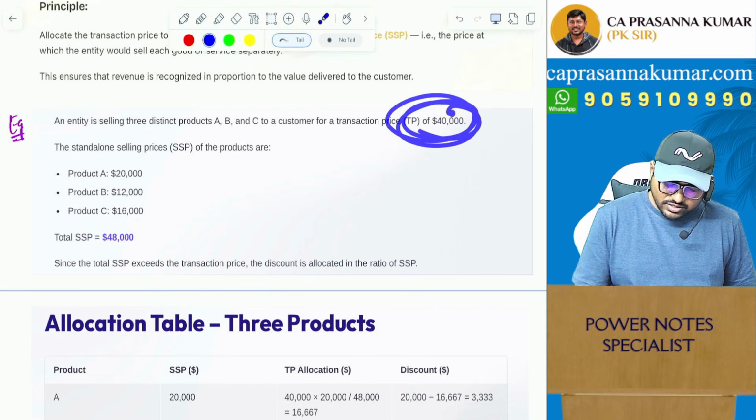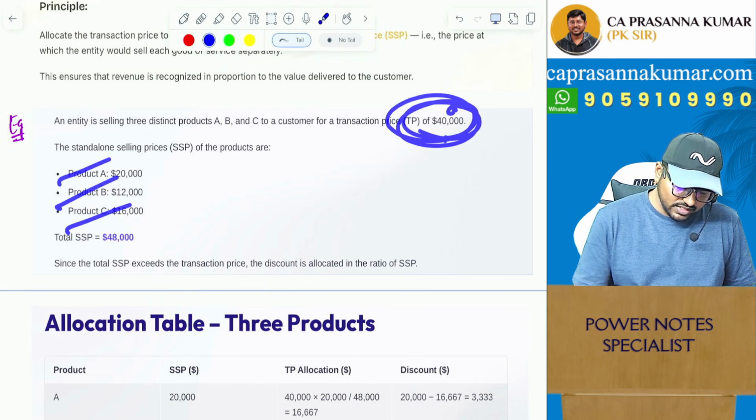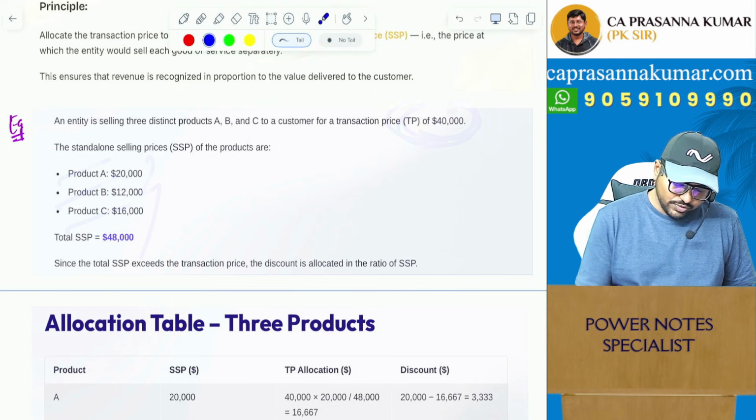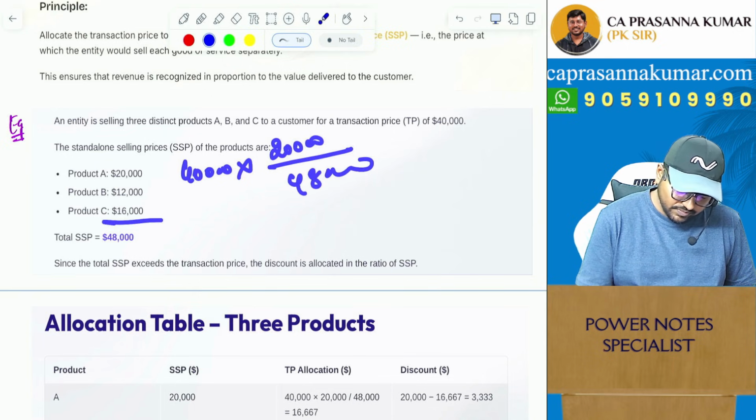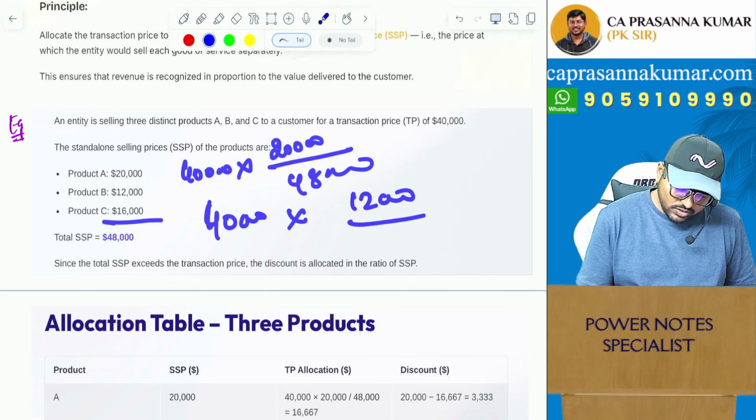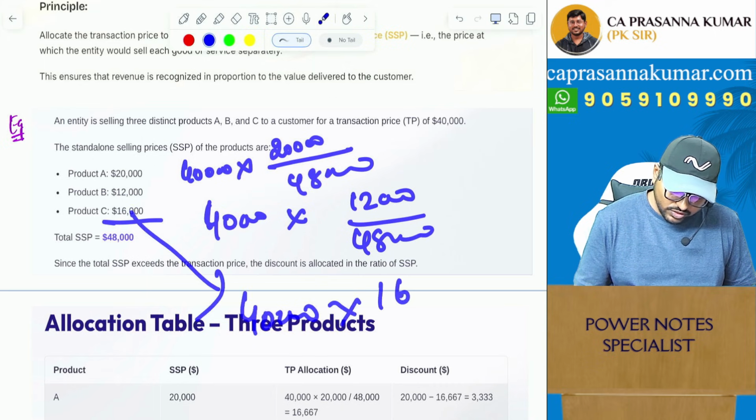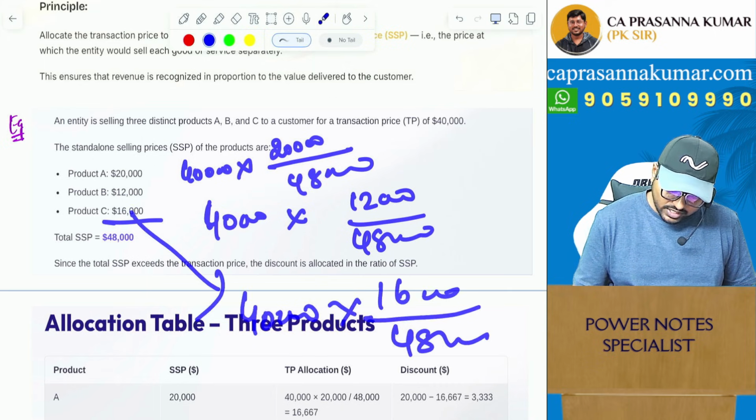This 40,000 transaction price should be allocated to A, B and C in the ratio of SSP, which means 40,000 for A, what is the SSP? 20,000 divided by total SSP of 48,000. For B, it will be 40,000, the transaction price, times 12,000 divided by 48,000. For C, it will be 40,000 times 16,000 divided by 48,000. That's all. Simple.